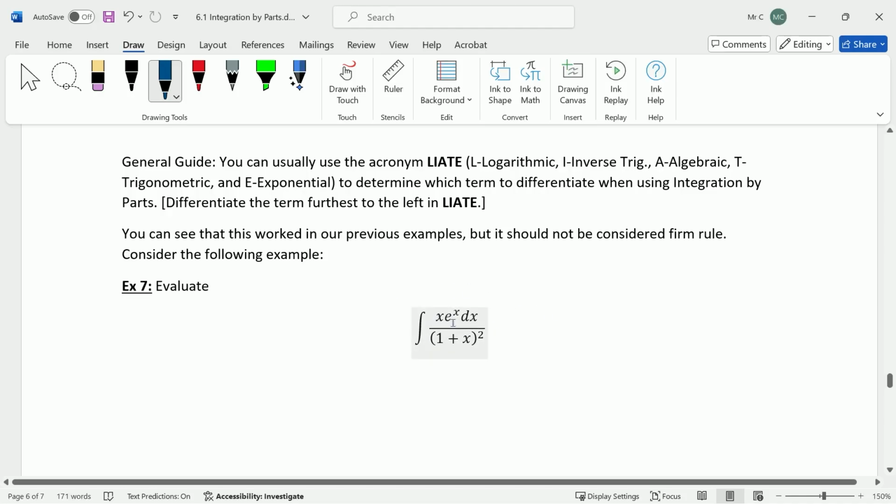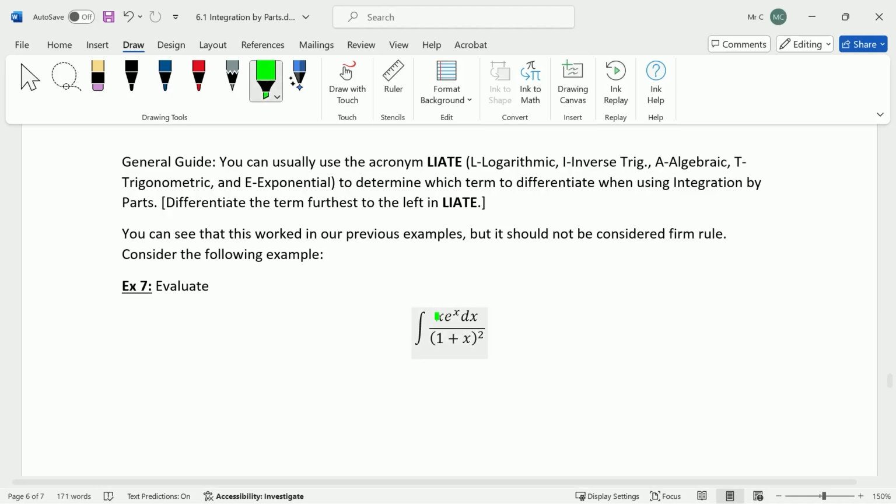So we're going to look at an example where it falls apart. If I was to use LIAT, then I would see, okay, there's no logarithms, there's no inverse trig functions. So I would choose an algebraic expression, and I would have to pick x over 1 plus x squared as my algebraic expression. If I go down that path, you'll see, first of all, if that's u, then the derivative is going to be very complicated. I have to apply the quotient rule, and it's actually not going to go anywhere. I'm not going to work all that out because it'll be a mess, but feel free to try on your own what happens if you pick u equals x over 1 plus x squared. So LIAT isn't going to work in that case.